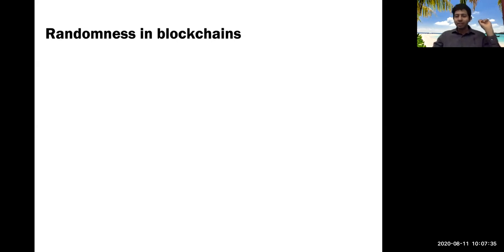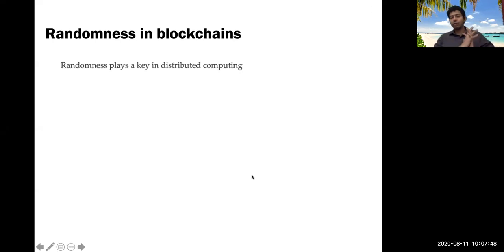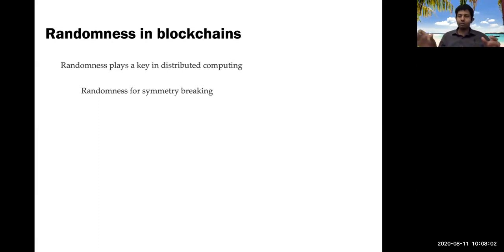Okay, so the key question that we want to address here is the role of randomness in blockchains. So a key part of some of these protocols is the existence of randomness. Why do we have randomness? Randomness always plays a key role in distributed computing, and one of the main purposes here is symmetry breaking, right? Like you have all nodes in the network and they're all symmetric, they're all equals. So you want to break the symmetry and let one node take a lead. So that's where randomness comes in.